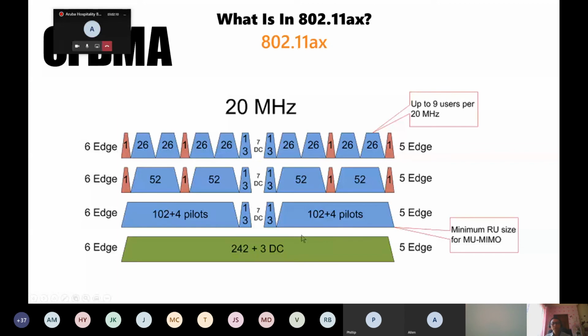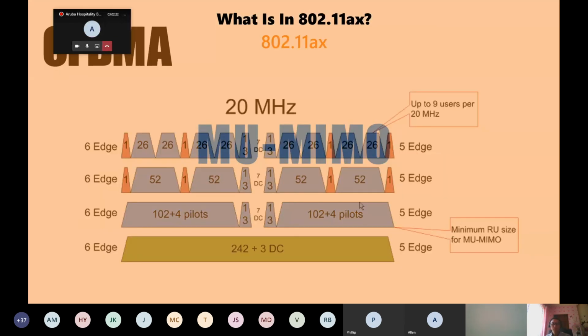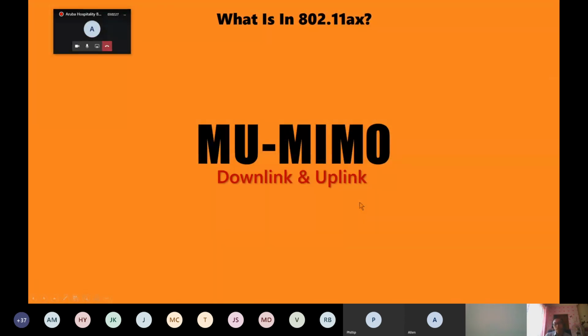This is another view, again, a more scientific view of those sub-channels. So you guys can use this as a reference. I'm not going to go into detail. All right, so OFDMA is very powerful. And that is the key technology behind Wi-Fi 6.